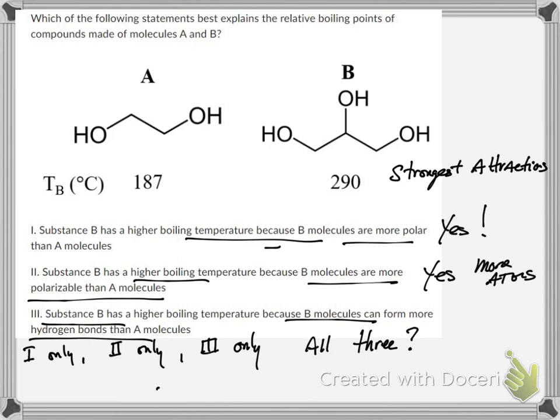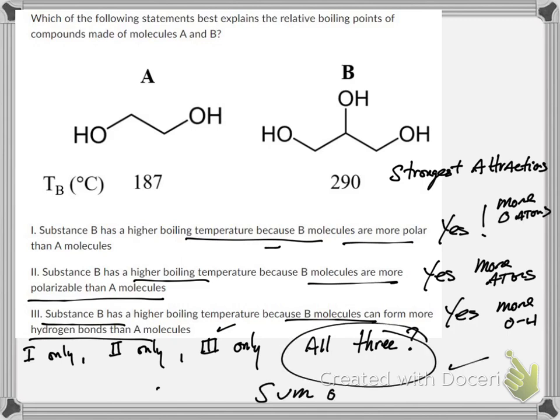Number 3, substance 3 has a higher boiling point because B molecules can form more hydrogen bonds than A. That's true. There are more OH groups that can form more hydrogen bonds. So all 3 of these contribute to a sum of contributions. So all 3 of these are leading to a higher boiling point.